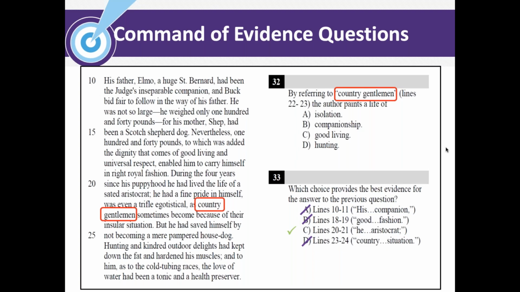Now what I want to do is make my match. So I've got sated aristocrat. What does that mean, really? Well, I know what an aristocrat means. I know the aristocrat is someone who is nobility, probably leads a very comfortable life. So then I'm going to look at my answer choices for 32 and determine which of those answer choices match that idea of being an aristocrat. So I pick out good living. So he had lived the life of a sated aristocrat. That is going to be my best answer choice there.